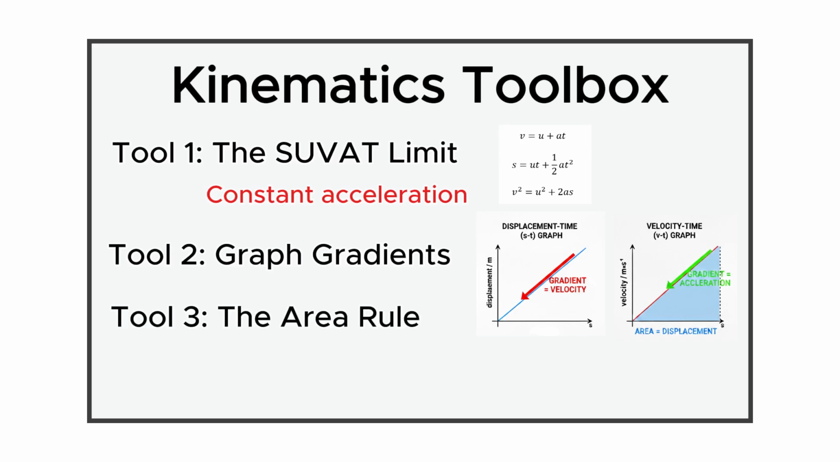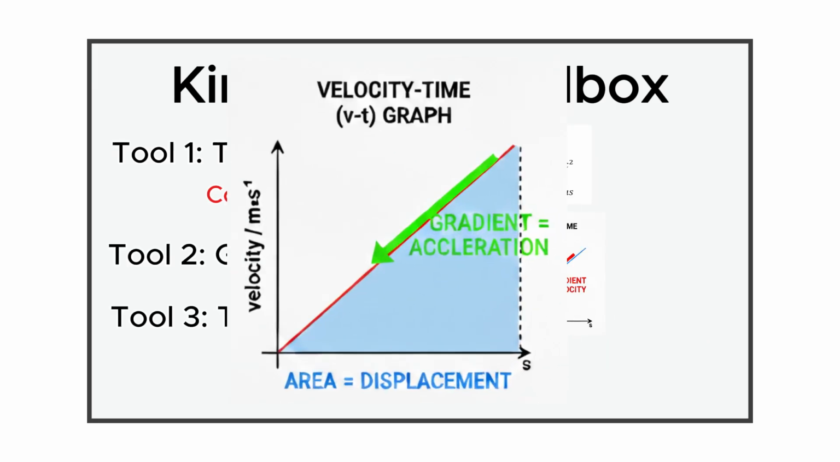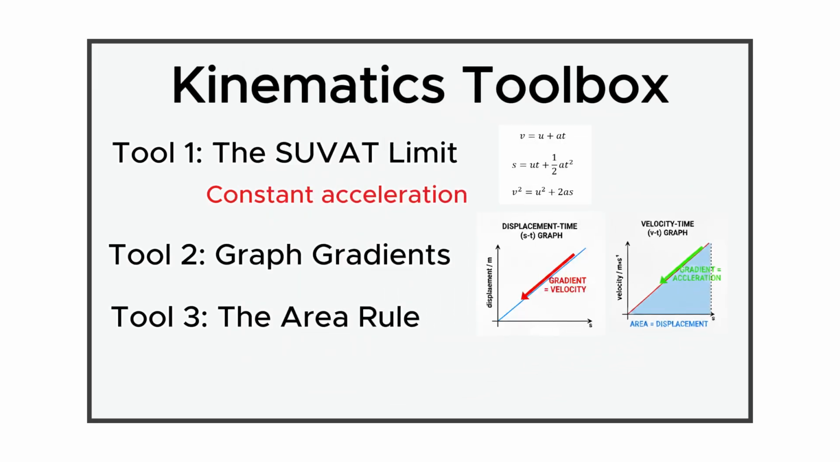Third, and most importantly for paper 1, is the area under the curve. The area under a velocity-time graph gives you the displacement. If the area is above the x-axis, it's positive displacement. If it's below, it's negative.